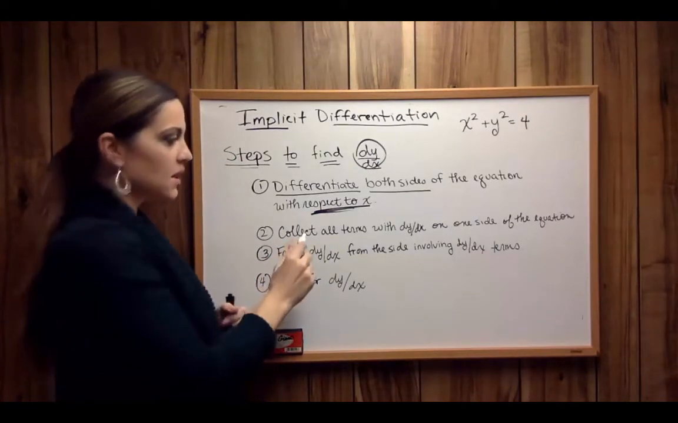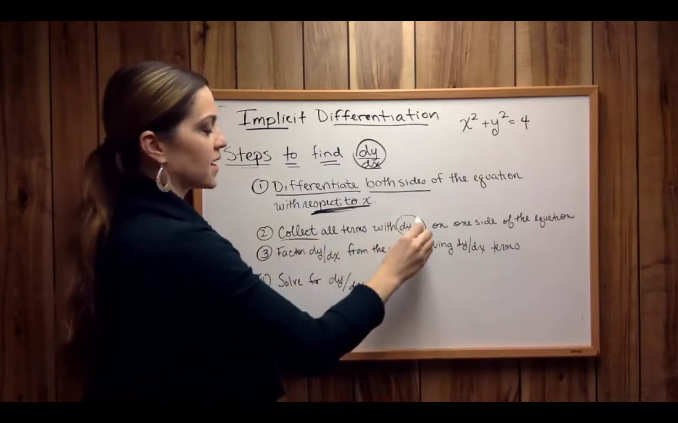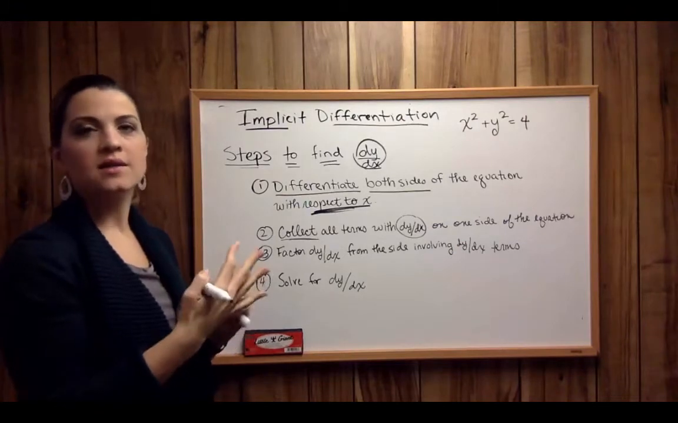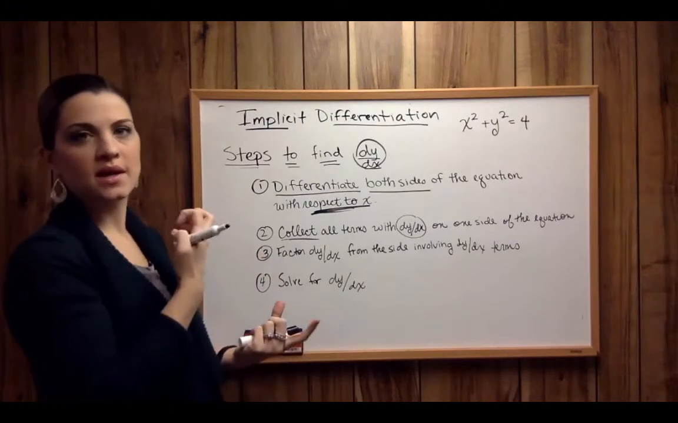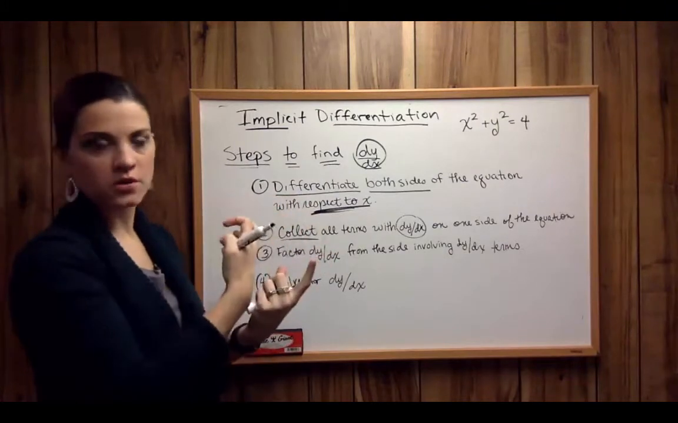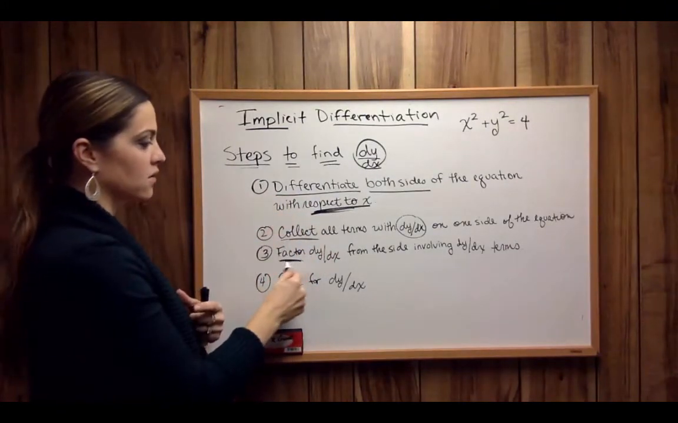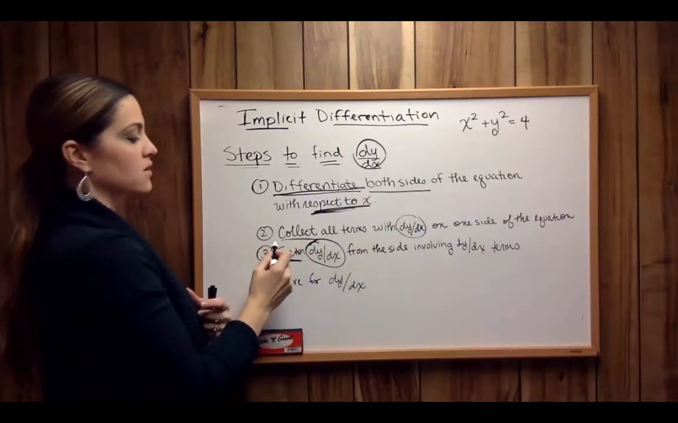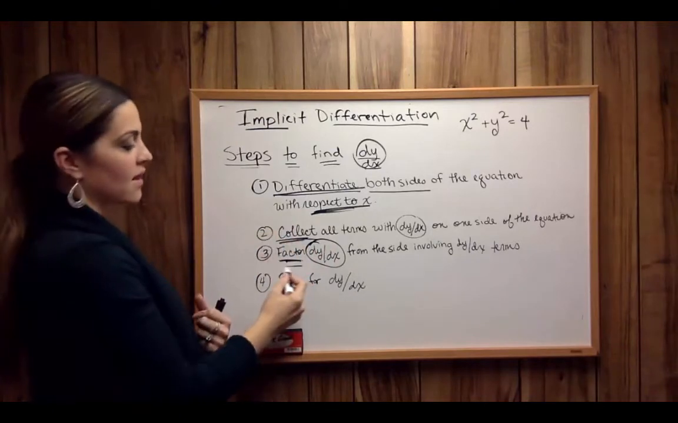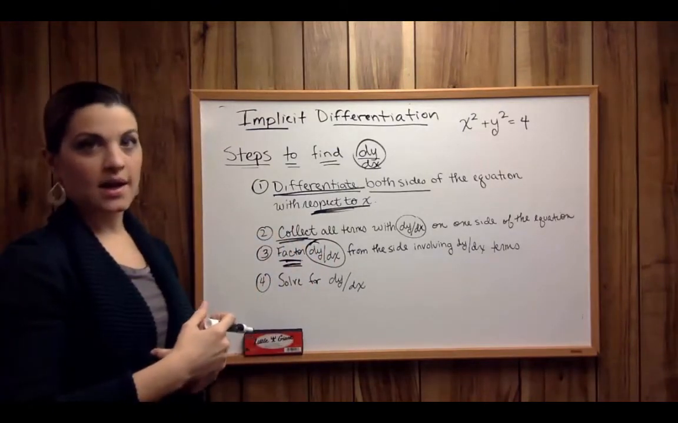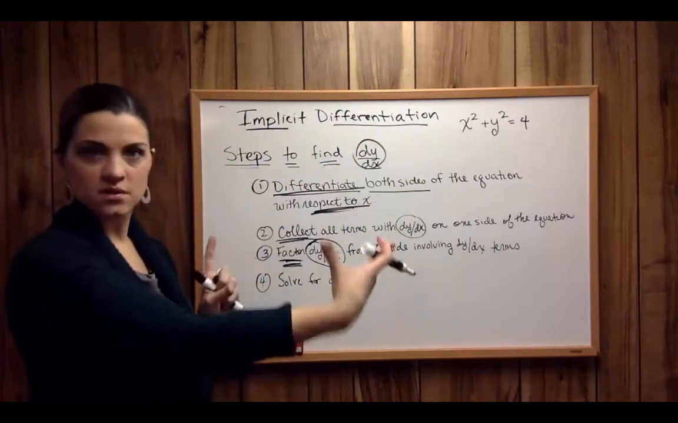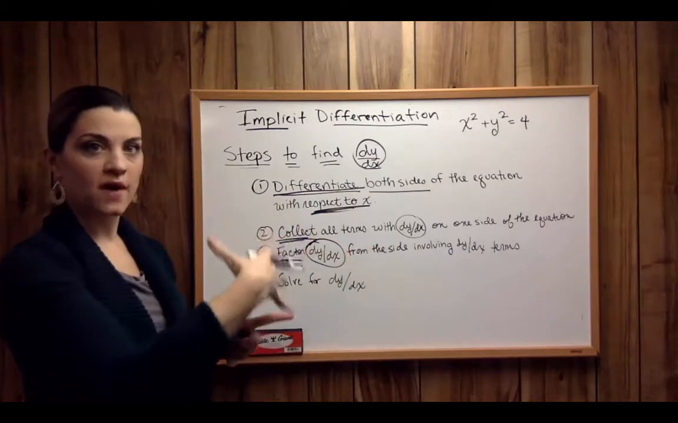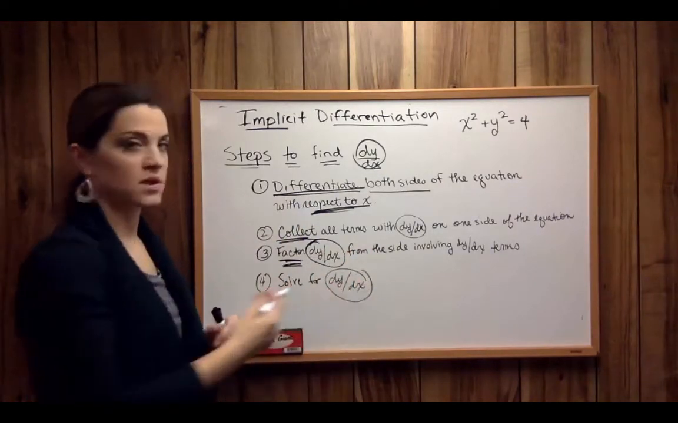The second step is to collect all the terms that have dy dx to one side of the equation. Just like when you had to solve for x in previous equations, in this case you're going to solve for dy dx. So first group it all to one side, then you factor out your dy dx. And then once you have dy dx times some type of parentheses or some type of factor, you then solve for dy dx. So that means you're going to divide by whatever is being multiplied with the dy dx.